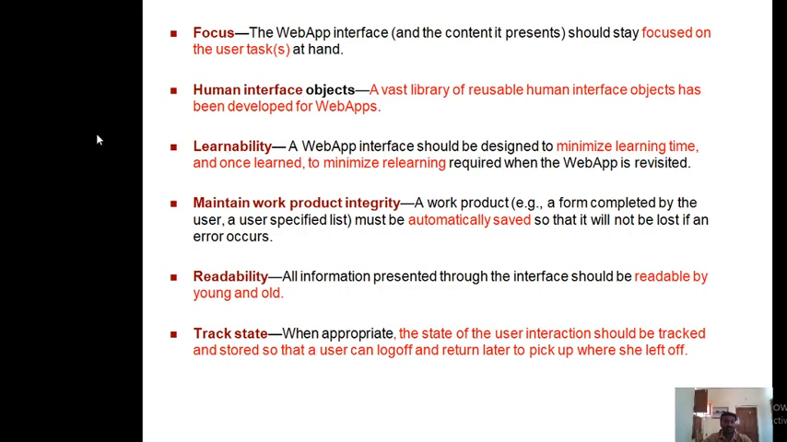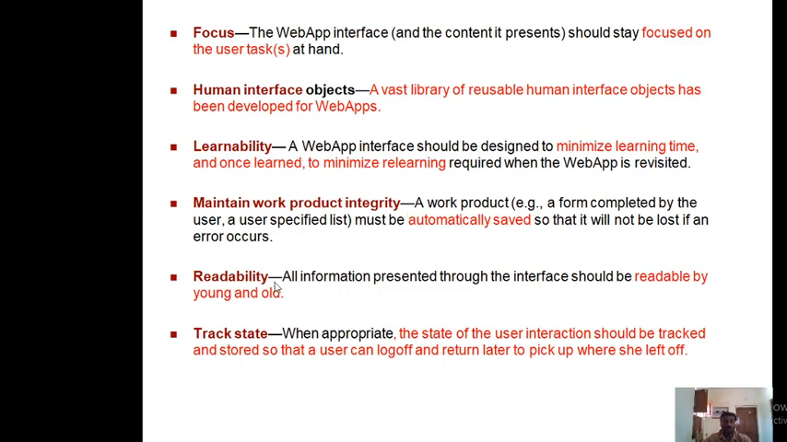Then the next one is maintain work product integrity. In this principle, what they are saying is that it must be automatically saved. For example, by using your web application interface, if you are doing any work, the work must be saved automatically. If you lose anything, it should not create any problem for you. So the work has to be saved automatically.